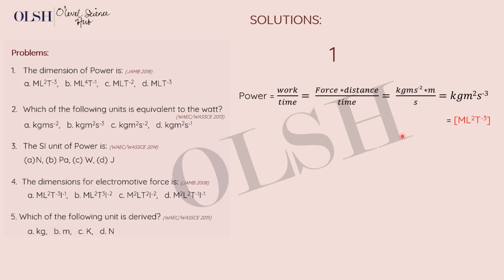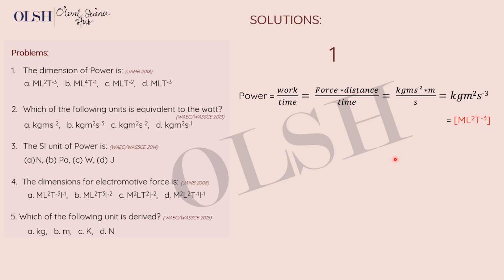So the second question says which of the following units is equivalent to the watt. Of course, we know the watt is the unit for power, so our answer we have already found here: kilogram meter squared per second cubed. So the answer there is B. For number 3 we have the SI unit of power is A newtons, B pascal, C watts, D joules. Of course we know the SI unit for power is watts, so our answer is C.